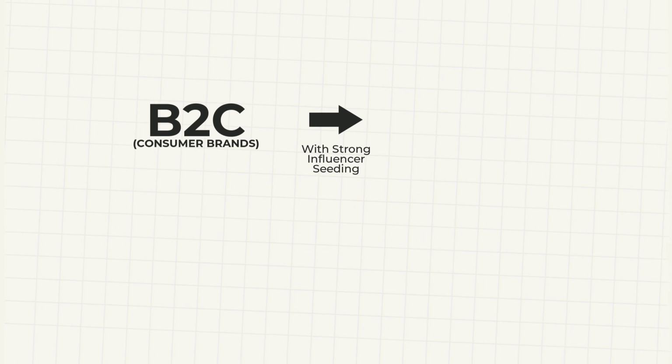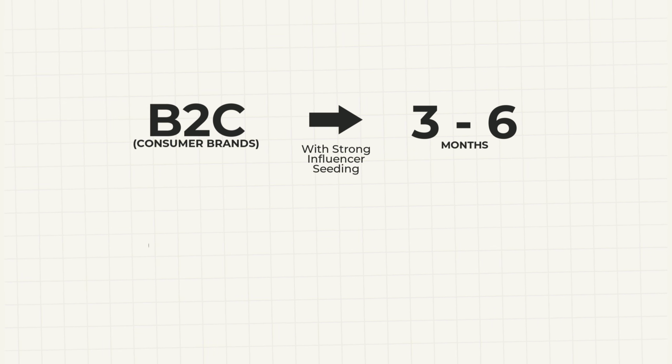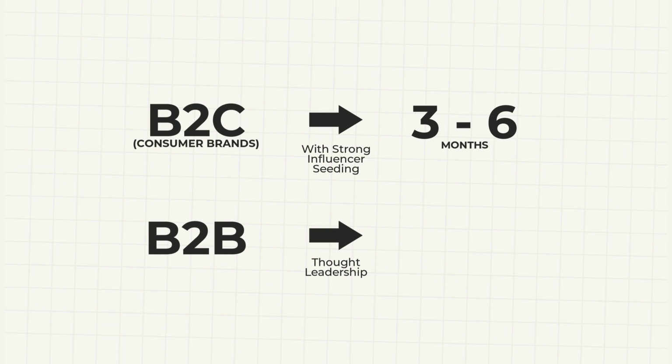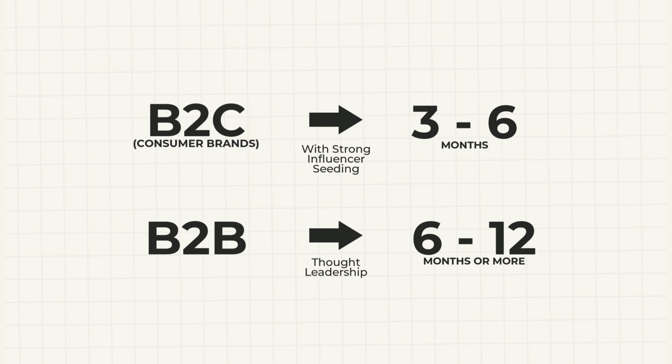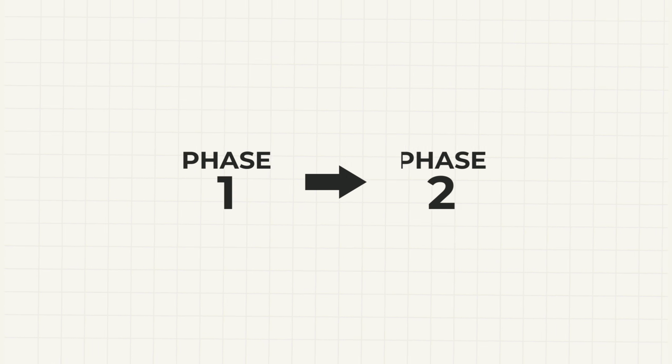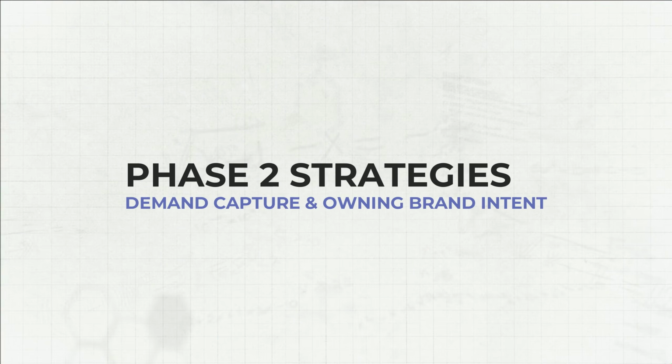But your question would be, how long does it take? Now, honestly, it depends. For a B2C brand with a strong influencer seeding campaign, you might start to see AI mentions within 3 to 6 months. For a B2B brand building thought leadership, it can take 6 to 12 months to build enough signal. You are building the foundation. It takes time, but it is the only way to move from phase 1 to phase 2. Phase 2 is when your brand is already getting some buzz.